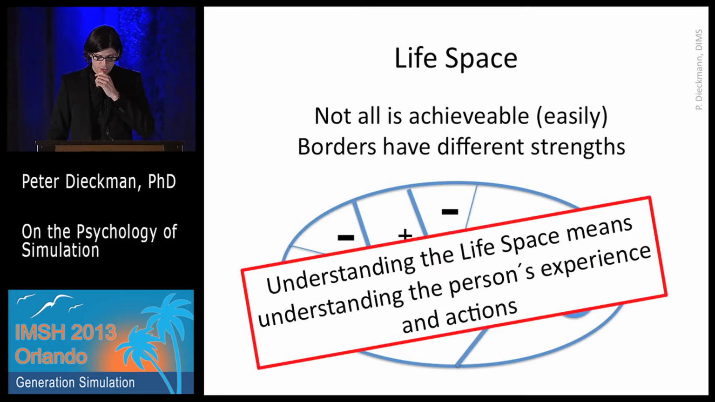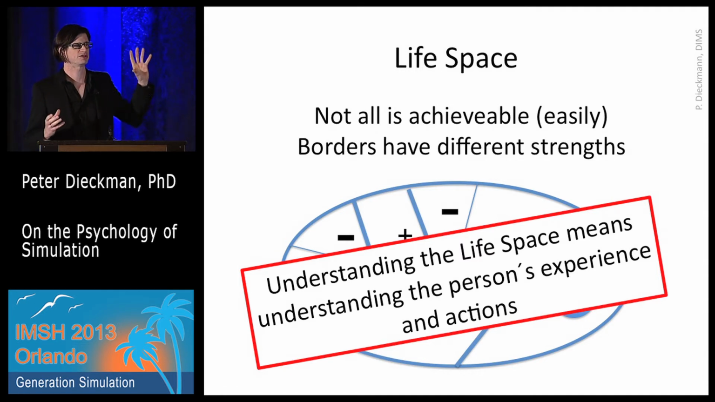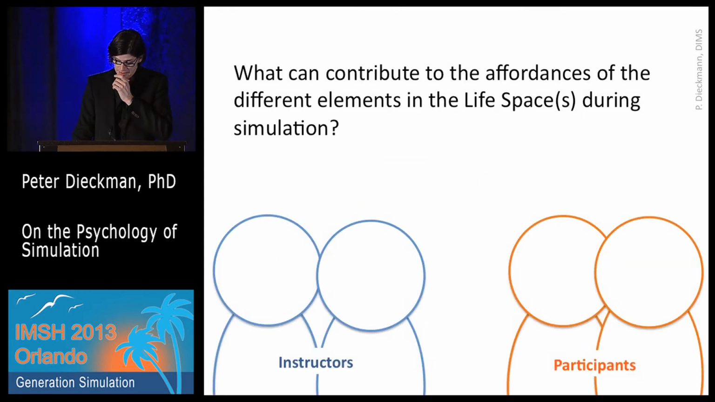Why do I show you all this? First of all, I think it's a brilliant model, and maybe you can keep it in mind when you run simulation settings. But basically, understanding the life space of a person would mean understanding the actions and the behavior of a person. This is a little bit theoretical because we can never really uncover all the affordances in the life space, but in principle, some of the elements I think we can do.